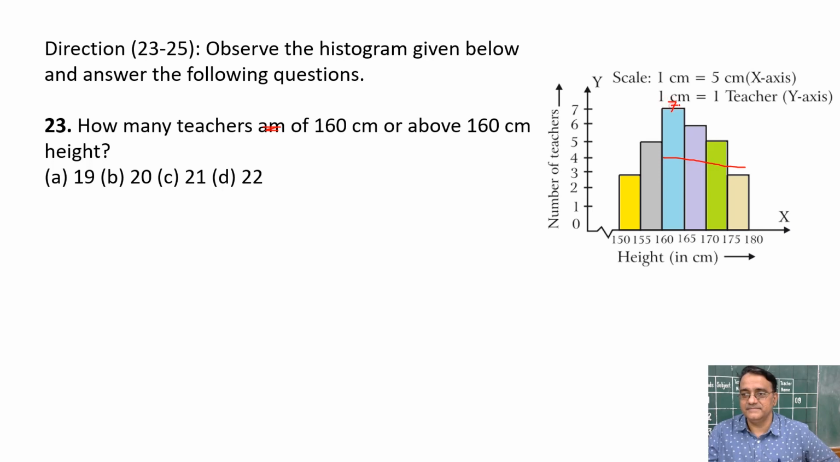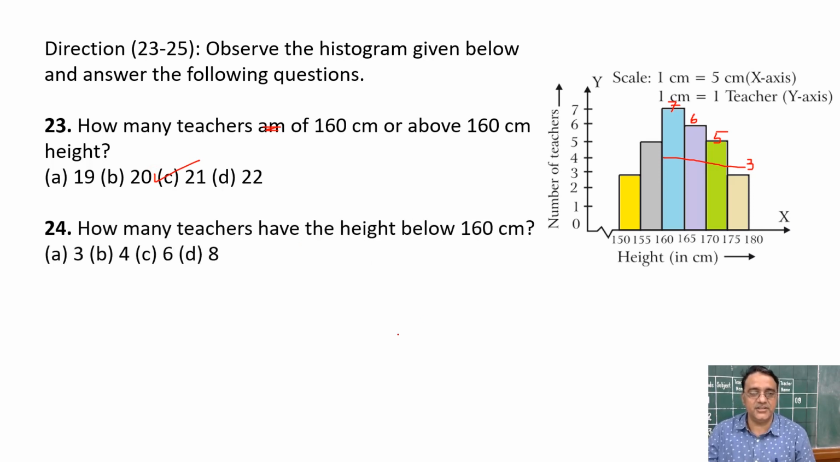7, 6, 5, 3, right? 21. How much is it coming? 21. And the correct option is C. This is clear? Yes, sir.